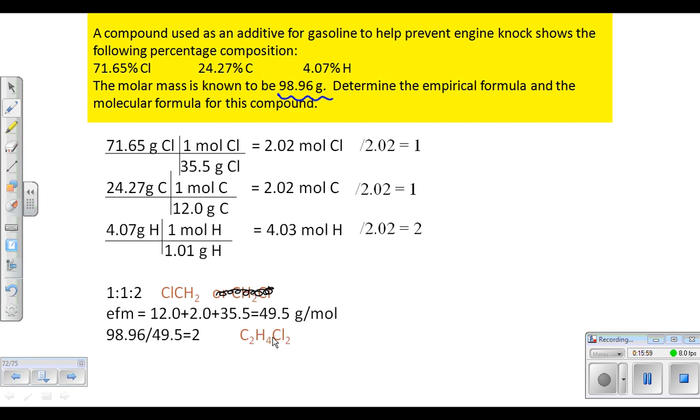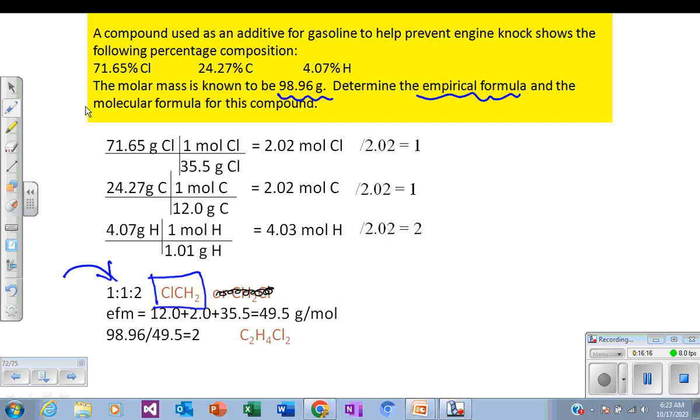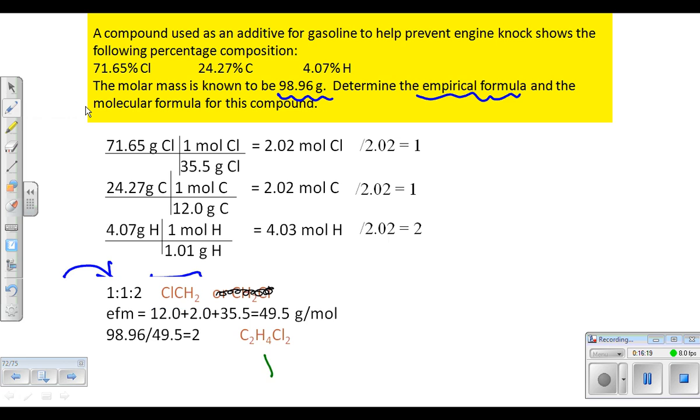So we have C2H4Cl2. All right. So this one would be our empirical formula, and this one would be our molecular formula, because notice it's not in its simplest whole number ratio.